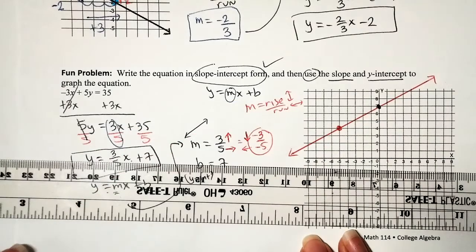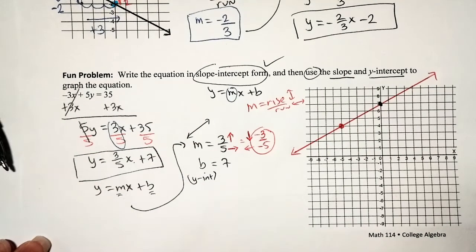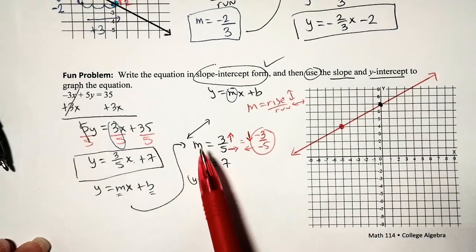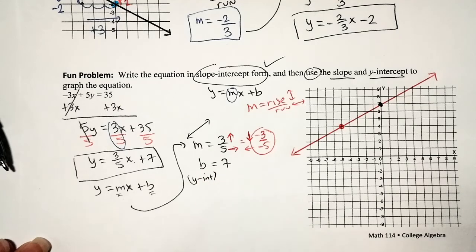So yeah, did we address everything? Write it in slope-intercept form, use the slope and y-intercept to graph. Well, we used the slope and the y-intercept to graph. Yeah, we did it. Fantastic.